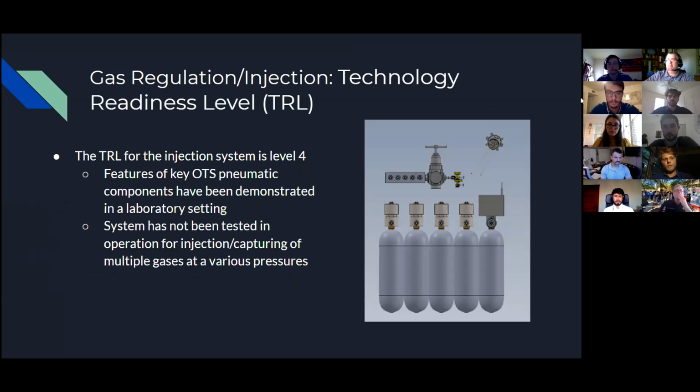So the technology readiness level for this subsystem is a 4, as the off-the-shelf pneumatic components, such as the valves and fittings, have been tested in a lab for conditions such as maximum allowable pressure. However, these components can be used for a variety of industrial applications, and the operation for injecting and capturing multiple gases has not yet been tested for feasibility.